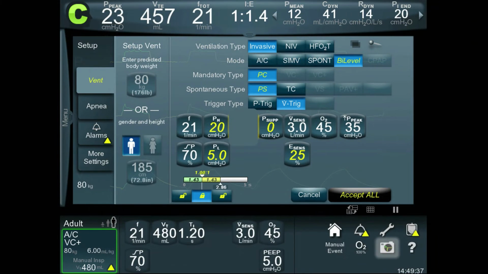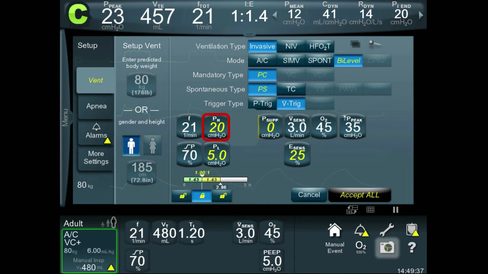Now this is the setup screen on a Puritan Bennett ventilator, and we're going to choose the bilevel mode, and the spontaneous type here, we're choosing pressure support, but you could use tube compensation. We're going to use a flow trigger, and there's the V-sense, just like in all of the modes that we've been using. And what you're going to set here is a P high.